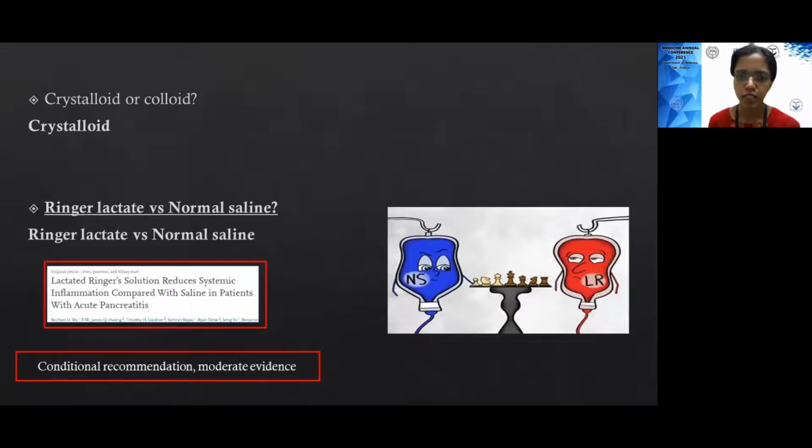Since we have chosen crystalloid, we should also know which crystalloid to use, Ringer lactate or normal saline. This has been an ongoing debate. However, an RCT which was done in patients with acute pancreatitis showed that Ringer lactate had lesser chance of progression of SIRS and had more reduction of CRT. However, further studies which came after that refuted this finding. So this is a conditional recommendation to use RL over NS.